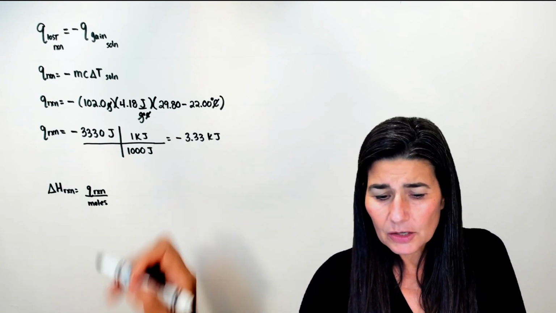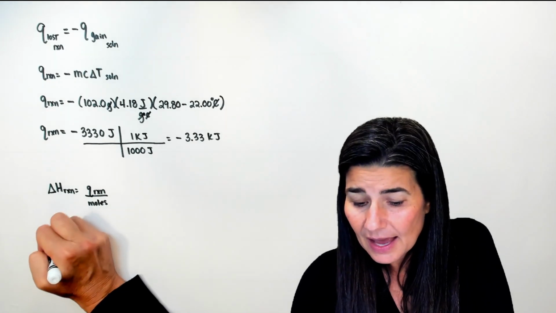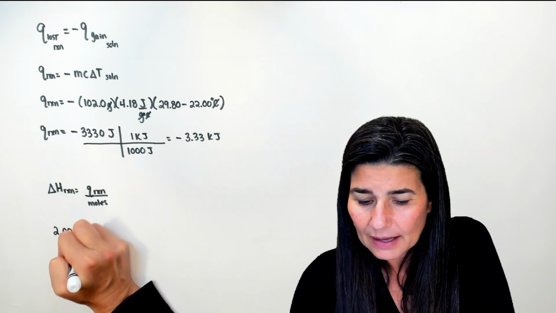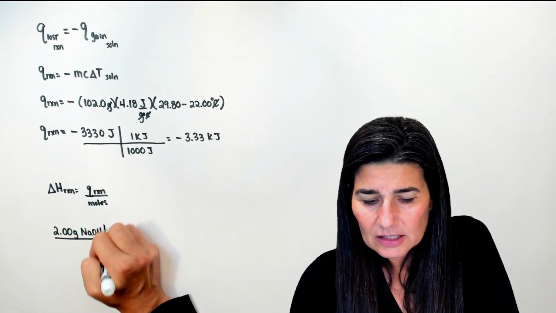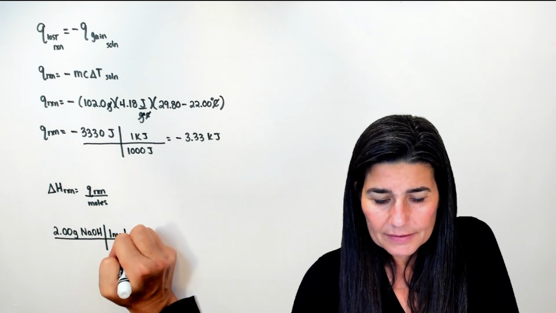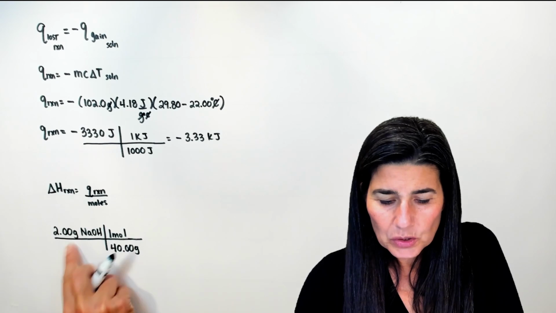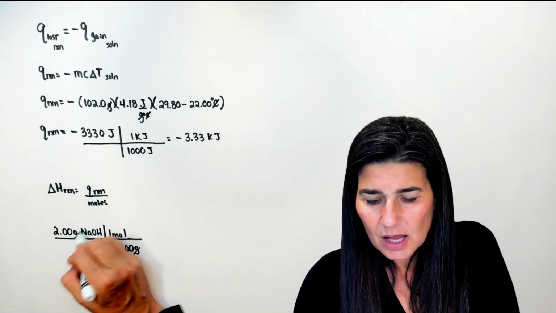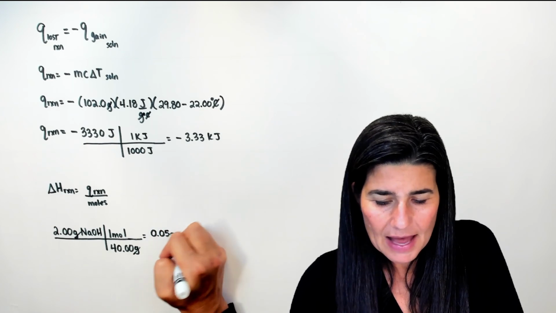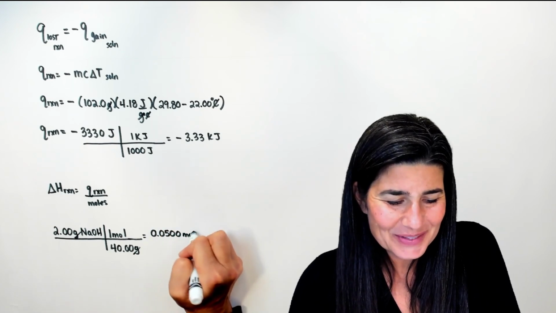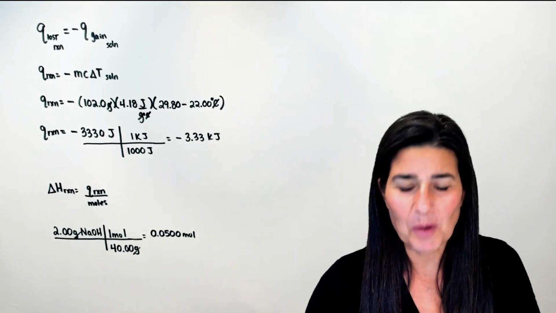In order for us to get moles, we need to change the 2 grams that we had, 2.00 grams of our NaOH, into moles. 1 mole of sodium hydroxide has a molar mass of 40 grams. 2 divided by 40, grams are gone. That leaves us with 0.0500 moles. We have our kilojoules, we have our moles, we can get kilojoules per mole.